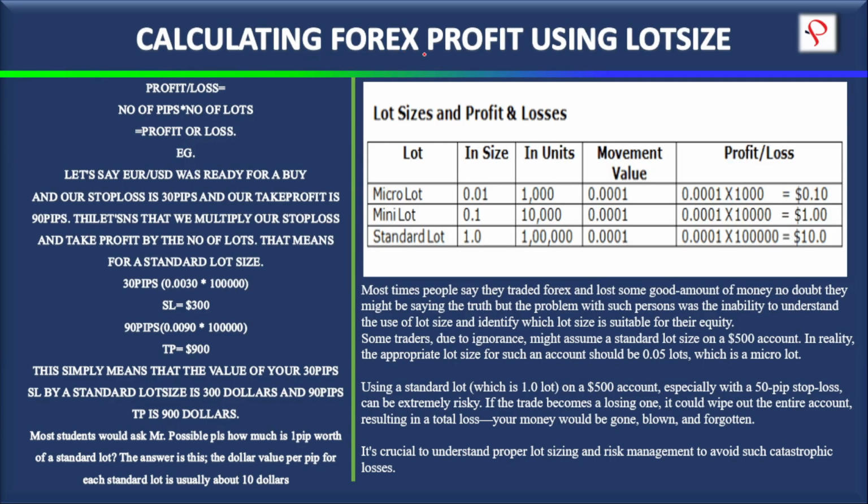Now let's do this quick mathematics before we call it a day. Calculating forex profit using lot size, using the examples I have given to you above. We want to know the profit and loss, number of pips, number of lots, and profit or loss. Profit or loss is equal to the number of pips multiplied by the number of lots. That is how you get your profit or loss. Example, let's say EUR/USD was ready for a buy, and our stop loss is 30 pips, and our take profit is 90 pips.